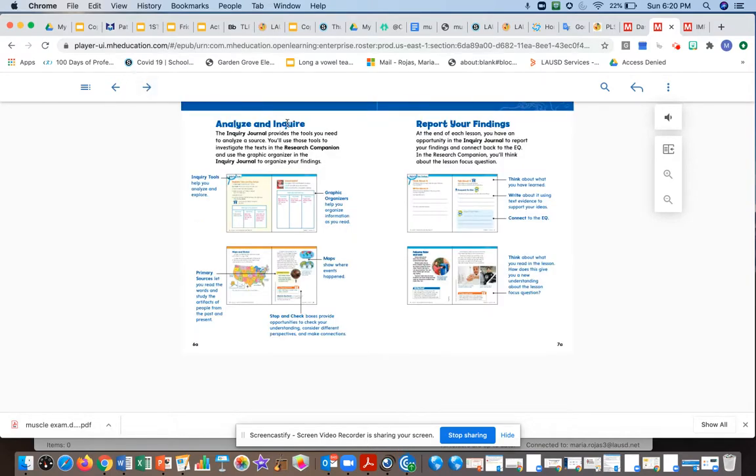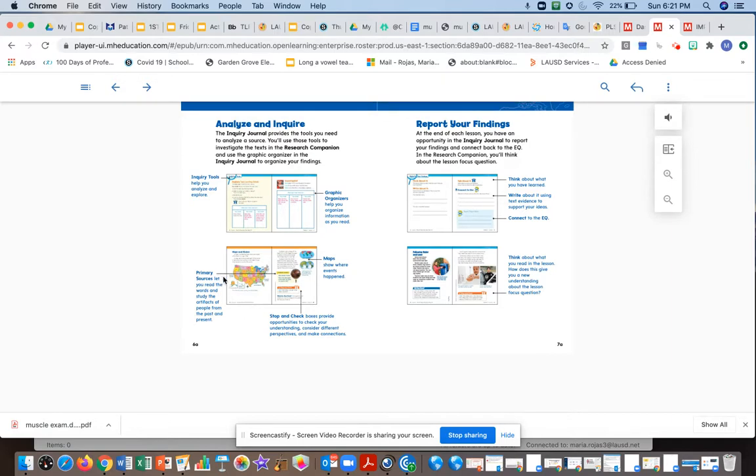You're going to analyze and inquire. The Inquiry Journal provides tools you need to analyze a source. You will use these tools and investigate the text in the Research Companion, and you use graphic organizers in the Inquiry Journal to organize your findings. So you have inquiry tools to help you analyze and explore. You're going to have graphic organizers to help you organize your information as you read.